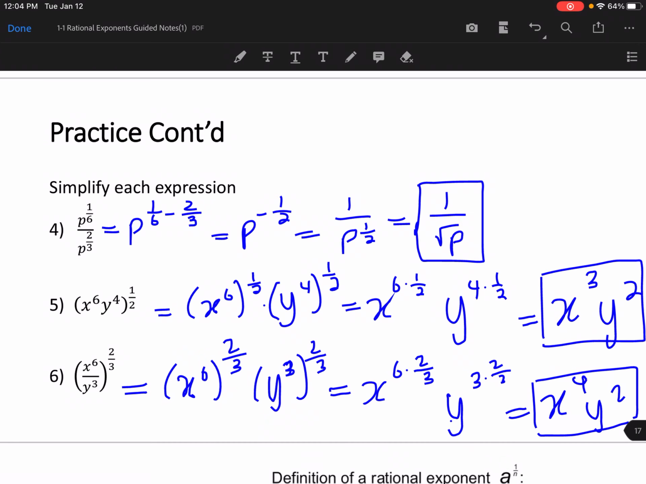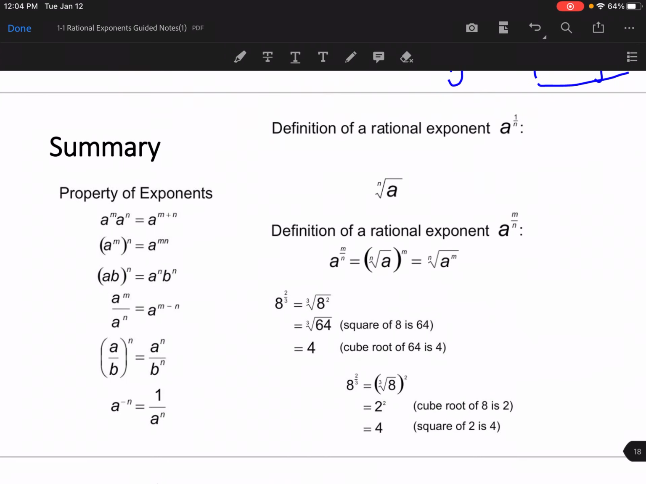Good. All right, so here, let's look at the summary. So we look at the properties of our exponents. When you multiply two bases that are equal, we add their exponents. When we have a to the m to another power, a power of another power, then we can multiply their exponents. If you have a product to a power, you have a and b, and then both raised to a power n, then you need to raise each factor to that power n.